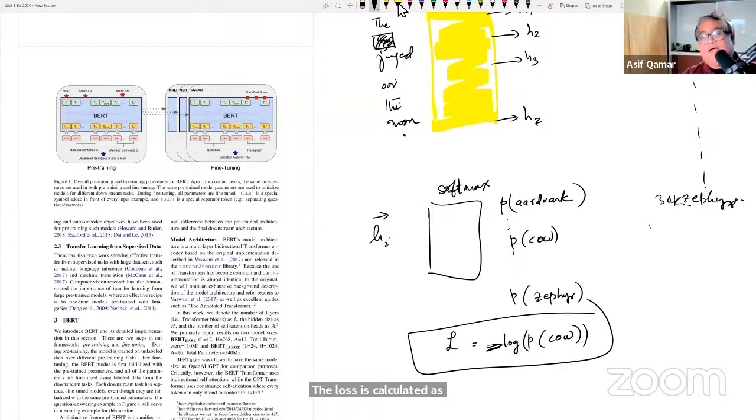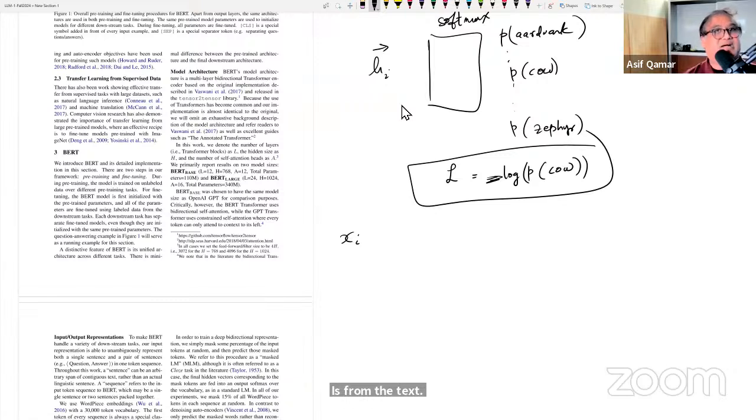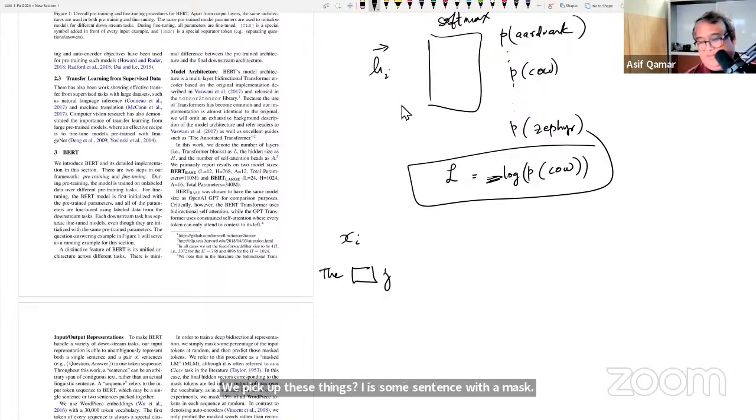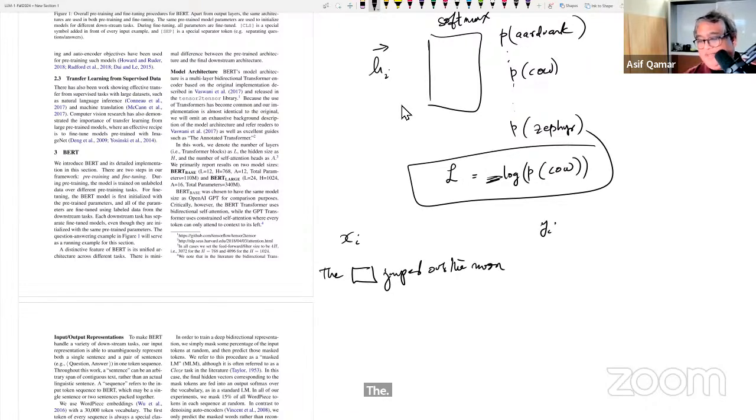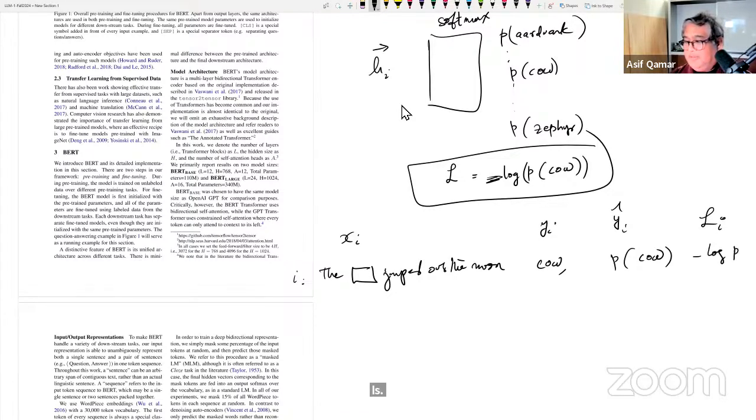So now we have a game. All we need to do is, from the text, we pick up these things. Xi is some sentence with a mask. Yi is cow. And so the only thing you care about is the probability of cow, isn't it? Therefore the loss for the ith data instance is minus log probability of cow. Does this make sense, guys?